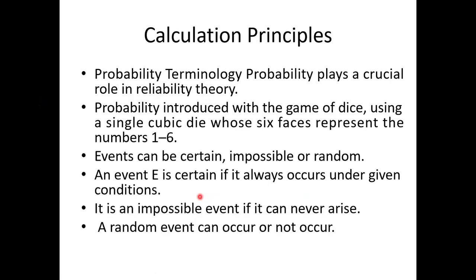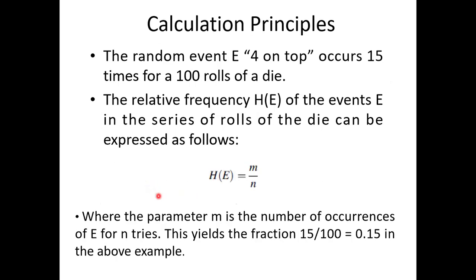So here I want to calculate the reliability of any device. For example, I am taking a dice. It has 6 faces. So E means the event may occur, 1 minus E means the event doesn't occur. So here the formula, the relative frequency, is equal to M by N. M represents the number of occurrences of E for N tries.